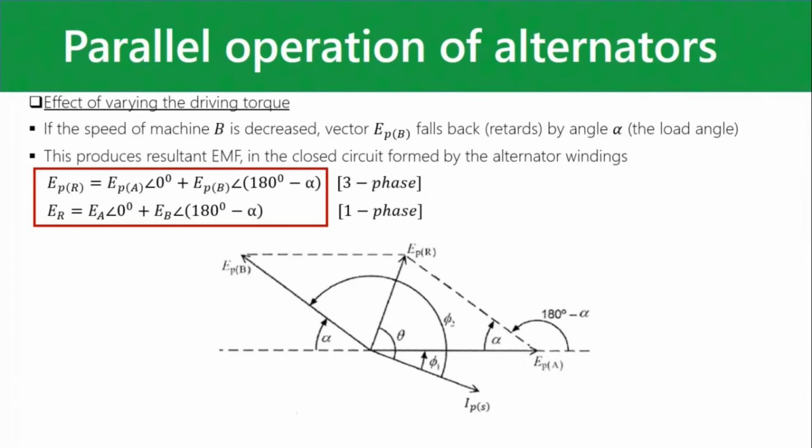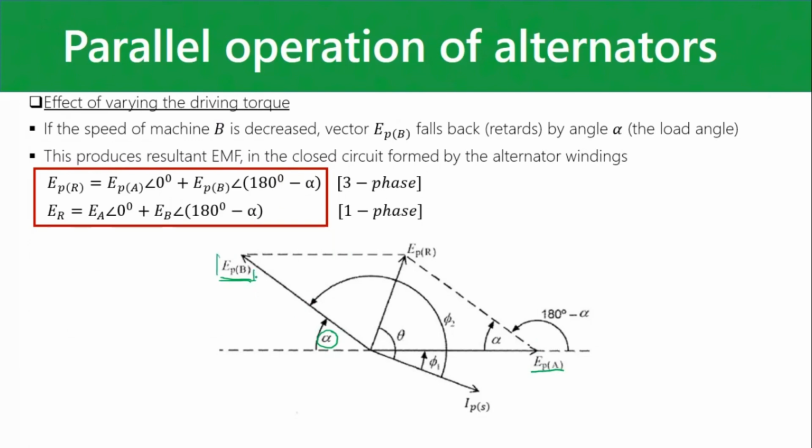Now, if we say on alternator B, let's say we just tap off on the input power, that is the prime mover, in other words, that is driving alternator B. So less power is going into alternator B, basically. And what happens to this vector or phasor? It falls back by this angle, alpha, the load angle. So now you have EPA like that, but now EPB isn't horizontal anymore. Now you have EPB at an angle like that.